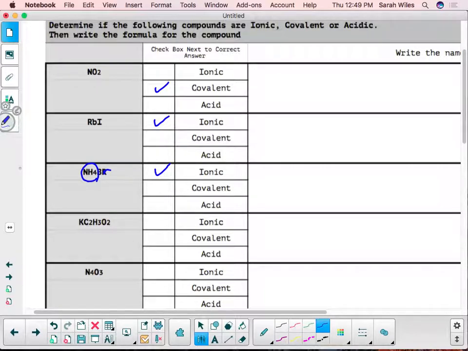KC2H3O2. Way more than 3 capital letters. Find the polyatomic ion. More than 3 capital letters is automatically ionic. Find the polyatomic ion. C2H3O2 is your polyatomic ion. Okay? Yep.